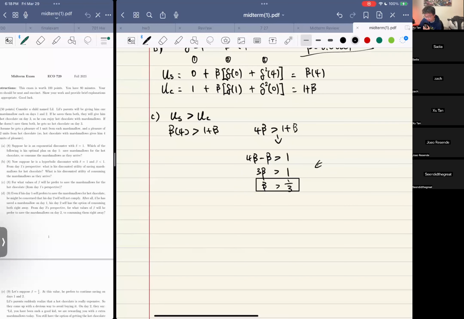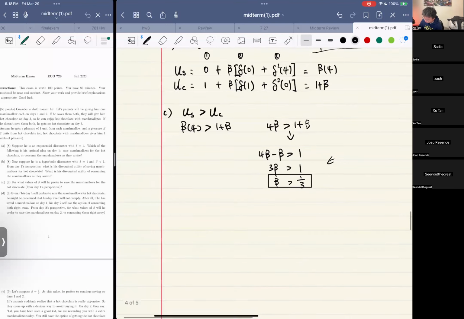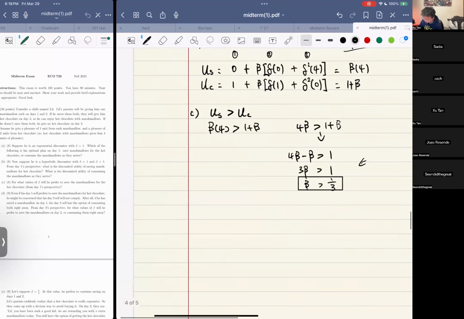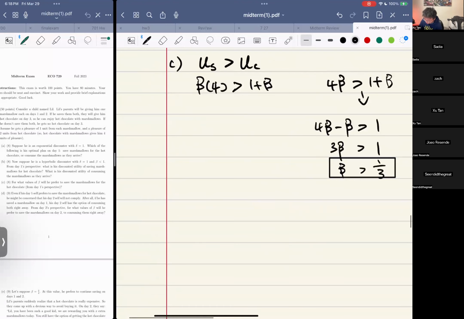It's pretty possible that the beta is greater than 1. So it's not bound to anything, but in this problem, it's bounded, it's within 1. Okay, so let's look at D.